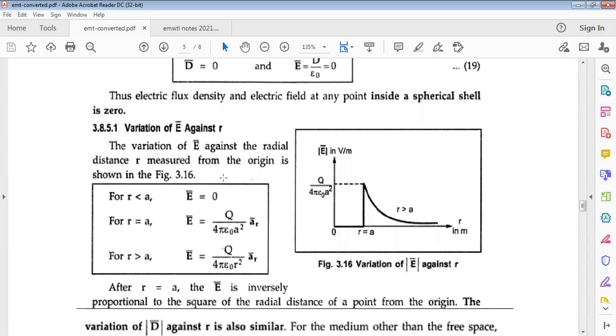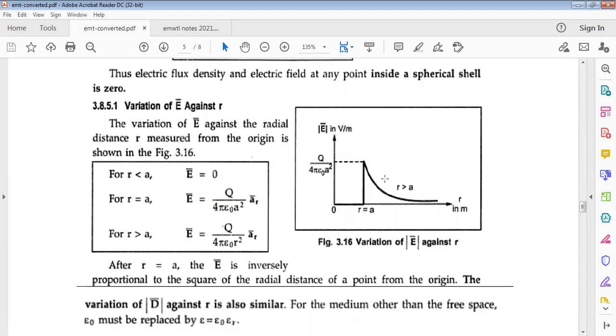See here, for the three cases: R less than a, E bar is equal to 0. Take R on the x-axis and E bar on the y-axis. For the first case, R greater than a, we get E bar equal to Q by 4 pi epsilon naught R square into a R bar. And R equal to a gives Q by 4 pi epsilon naught a square into a R bar. And R less than a is equal to 0. So for R less than a, the value is 0, and when R is equal to a, it becomes Q by 4 pi epsilon naught a square.